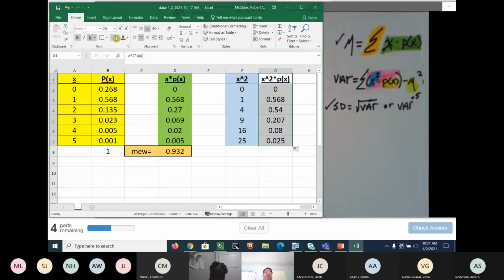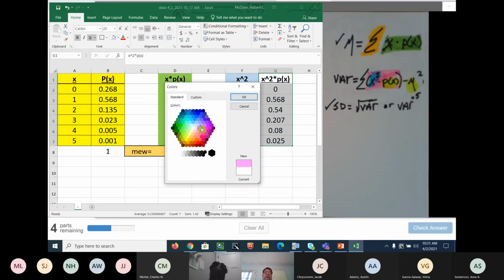Do I have a pink? I think I can find one. I think I can make one. Well, I guess I'm going to have to go with mauve. Can y'all handle mauve? It looked pink to me.